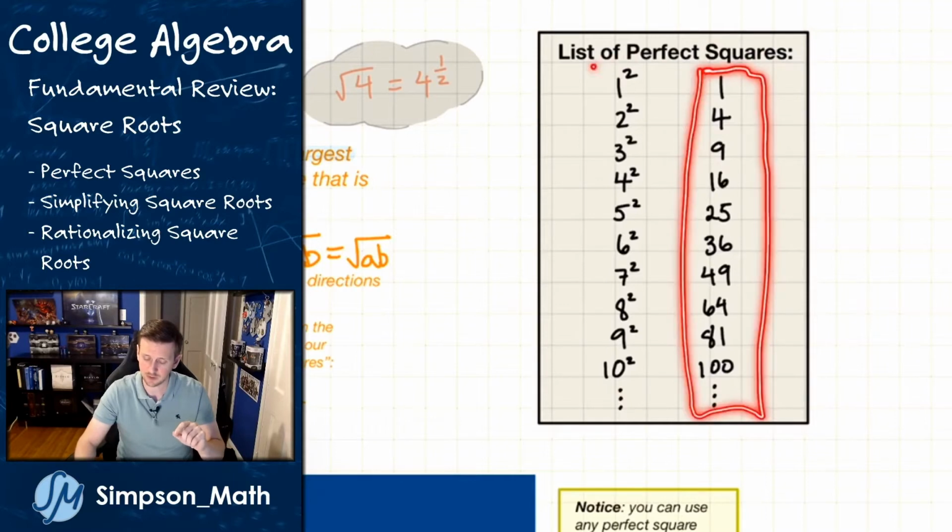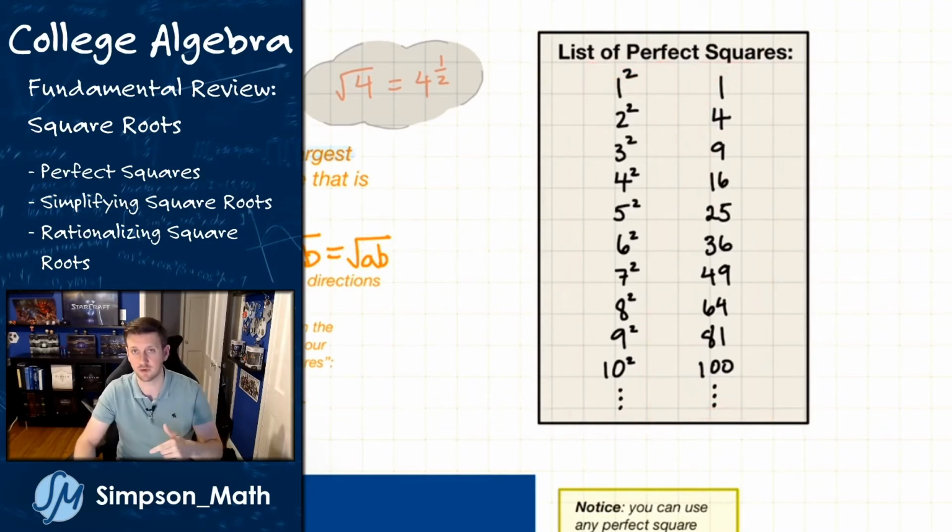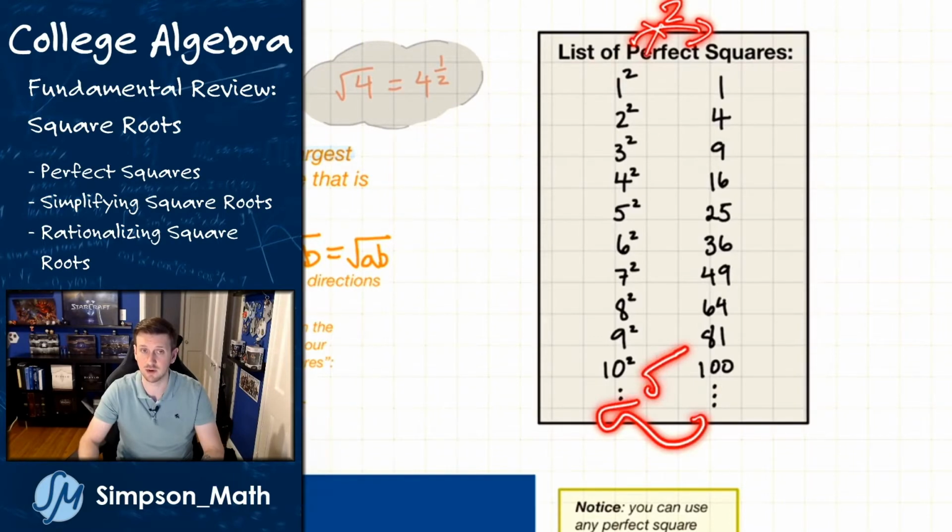Now, just to make sure we're clear, the numbers on the right-hand side are the perfect squares. On the left-hand side is the math that produces said perfect squares. So if I square root 9, I end up with just 3. But if I square 3, I end up with 9. So to go from this side to that side, we are squaring. To go from that side to this side, we are square rooting.